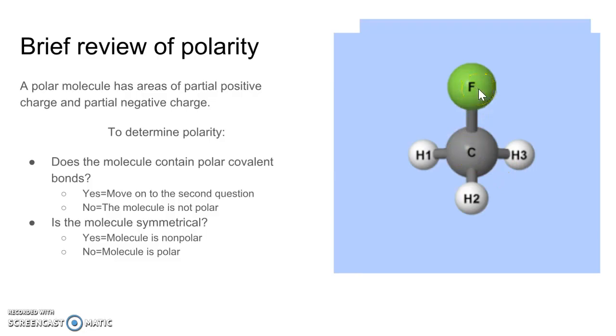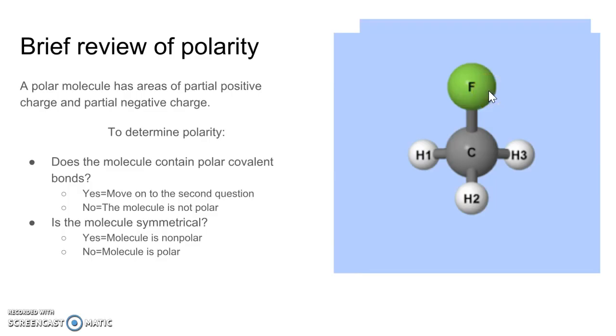Well, fluorine is the most electronegative atom in there. So if you are looking at fluorine, remember that's at about 4. And when we're talking about carbon, that's about 2.5. So that's a pretty big difference, 1.5. This is definitely a polar covalent bond. So let's move on to the next question.